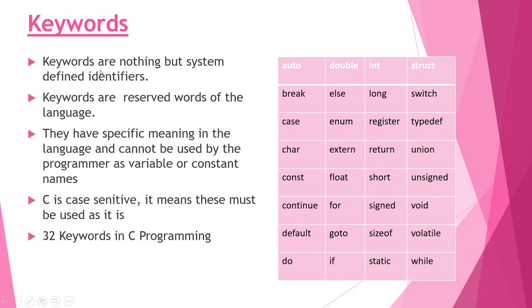Second is keywords. Keywords are nothing but system-defined identifiers. Keywords are reserved words of the language. They have specific meaning in the language and cannot be used by the programmer as variable or constant names. C is case sensitive. It means these must be used as they are. The 32 keywords in C programming language are auto, double, int, struct, break, else, long, switch, case, enum, register, and so on.